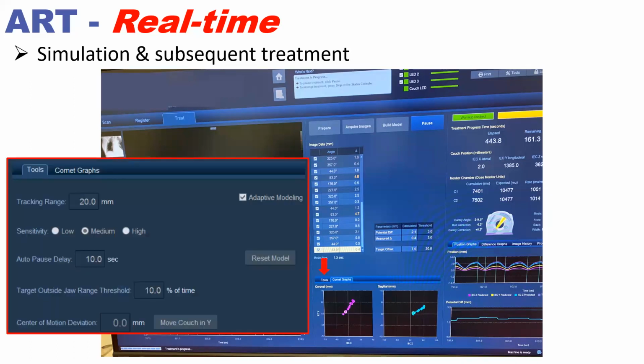But that's not all. Behind the scenes, there's even more. So there's more parameters that need to be defined.